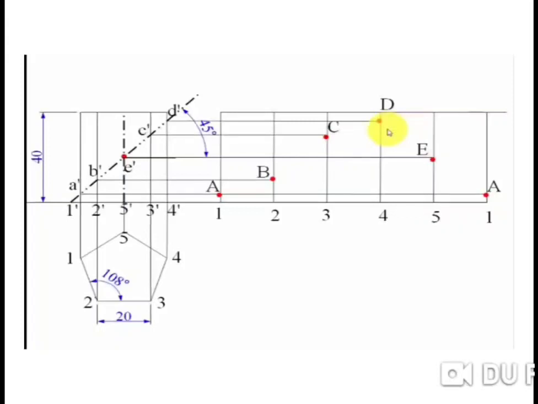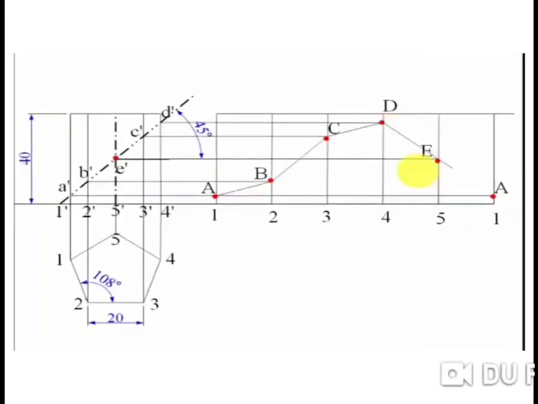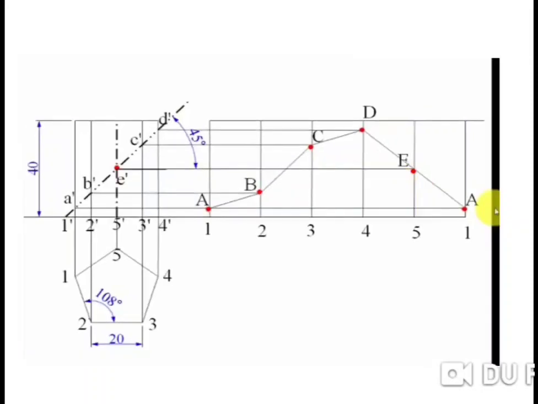Now we have to join these points A, B, C, D, E, A by the scale because it is a flat surface. Now which part of the object should be shown as a dark line? That is the retained portion. This is the retained portion. Now 1 to A, 2 to B, 5 to E, 3 to C and 4 to D are the retained portion, the portion of the object that should be kept. And this portion is to be removed.